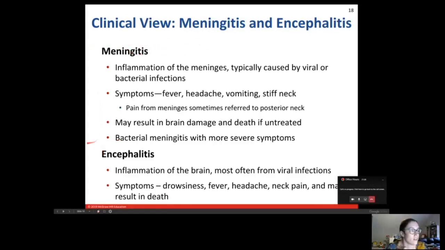The other clinically relevant things are that your meninges, those layers we just talked about, can get infected. When they're infected or inflamed, we call this meningitis. This is inflammation of the meninges, and often it's caused by either a virus or a bacteria. Usually you'll have fever, a headache, vomiting, and a stiff neck, like it hurts to bring your chin down to your chest. Depending on the type and severity, it can cause brain damage if untreated. Bacterial meningitis usually has more severe symptoms. Encephalitis is inflammation of the brain itself, and that can be really bad. Symptoms are drowsiness, fever, headache, neck pain, and it can result in death.